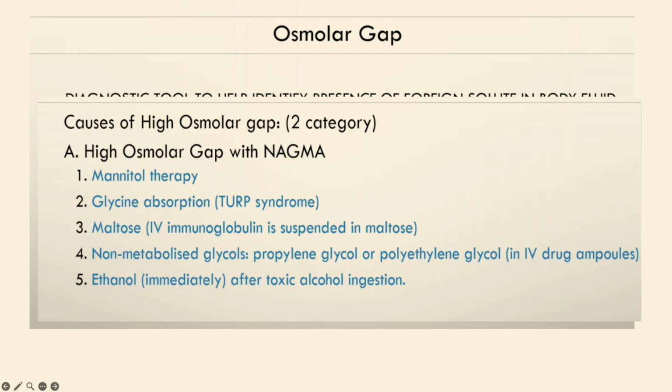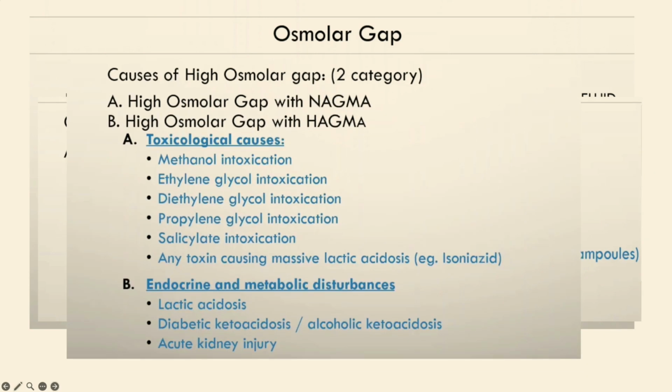One of the common ones is mannitol therapy, or ethanol immediately after toxic alcohol ingestion. If my patient has high osmolar gap with HAGMA, which is high anion gap metabolic acidosis, then again I have other issues that can be sorted here. It could be a toxicology cause, which is methanol, ethanol, diethylene glycol, and so forth, or it could be endocrine or metabolic, which is lactic acidosis, DKA, and acute kidney injury.